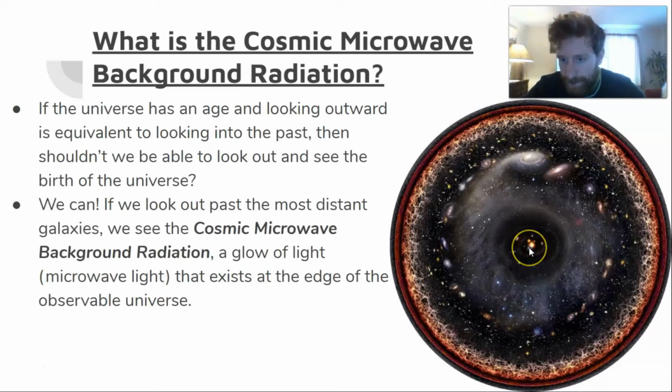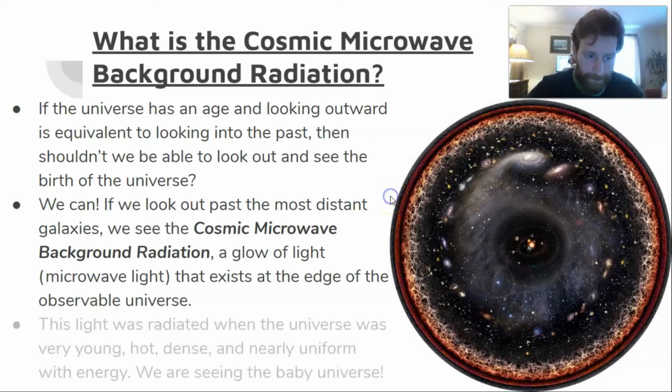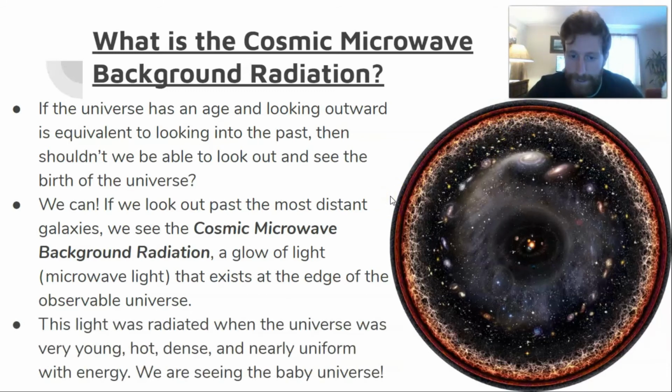Here we are in the center of this sphere, and as we look out in one direction, eventually we hit the cosmic microwave background, the space light in the distance. This light was radiated when the universe was very young, very hot, dense, and nearly uniform with energy. So what we see at that boundary is the baby universe.